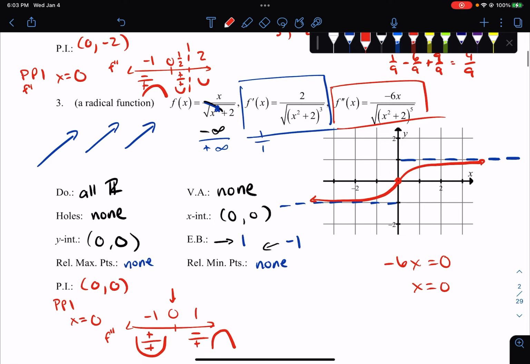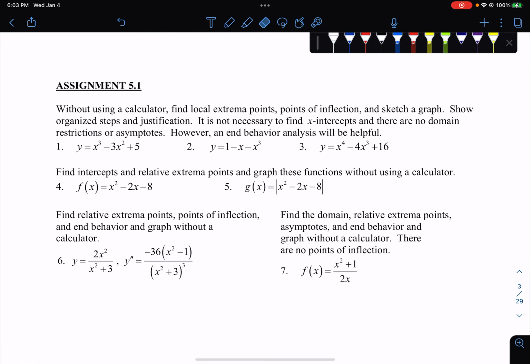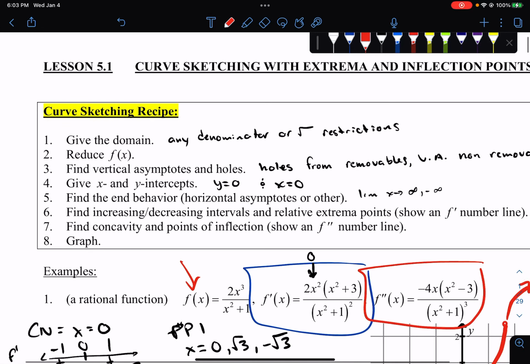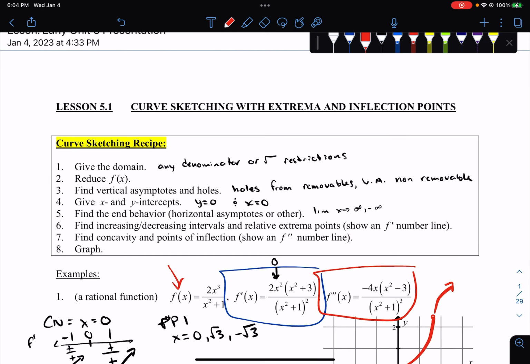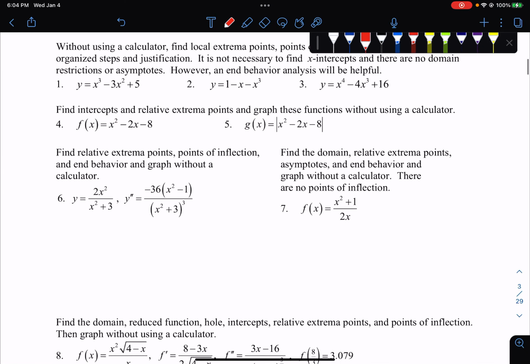So, all right, time for you to try this. Assignment 5.1, go ahead and do all of the problems. These steps are going to help you a lot. These 1 through 8: finding the domain, reducing f, asymptotes, holes, x and y intercepts, and behavior. You've done most of this in secondary math 3, but increasing, decreasing, and concavity might be new, and this is a way easier way to find it than anything you would have done in secondary math 3. So go ahead, do all the homework problems.